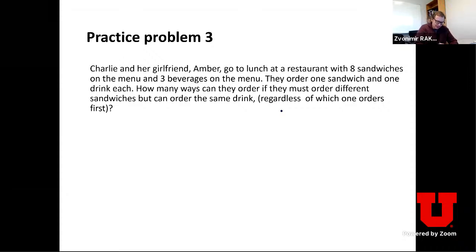So for sandwiches, what do we have? Their order must be different, and the order does not matter. So they're choosing two sandwiches out of 8 possible sandwiches. And we can practice computing this a little bit. So that is equal to 8 factorial divided by 2 factorial times 6 factorial. And that is equal to 8 times 7 divided by 2 times 1. And so that's equal to 28.